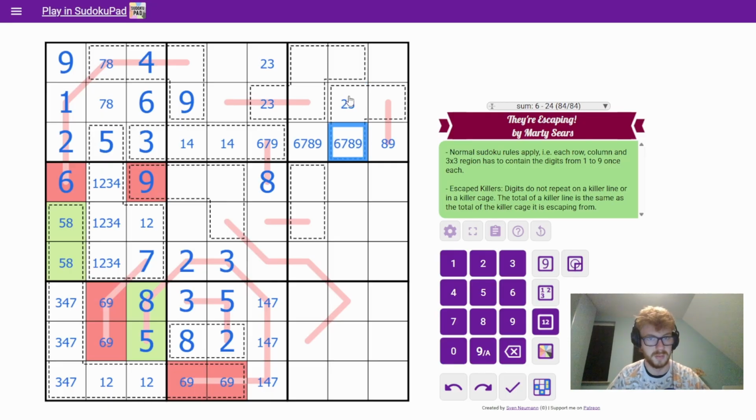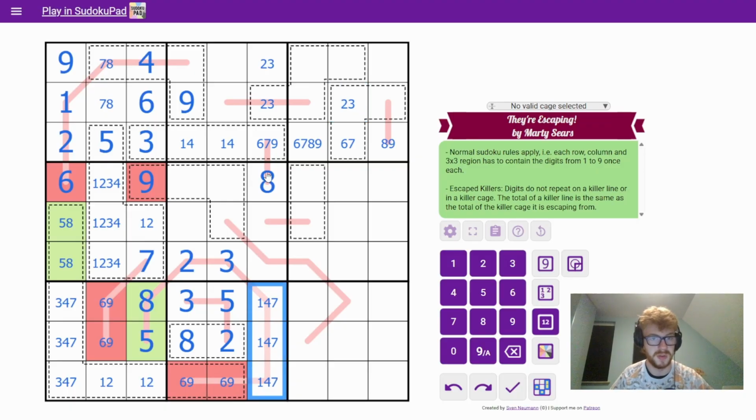Or a 7 with a 2. So that's this. I think that's it. But that's a 2-3 pair, which I don't know if it does anything, but I thought it'd be interesting. 6, 2. No, I don't think that does anything.